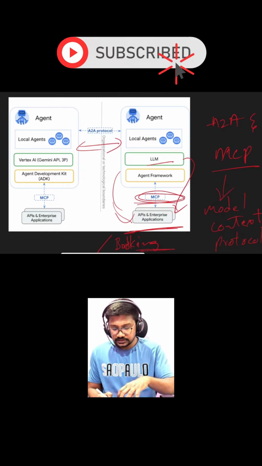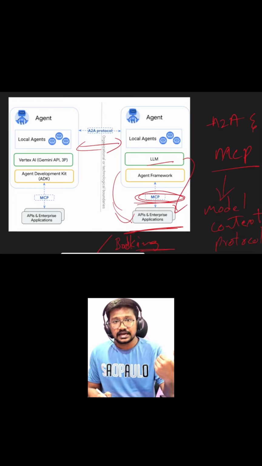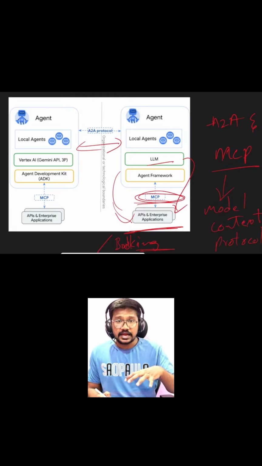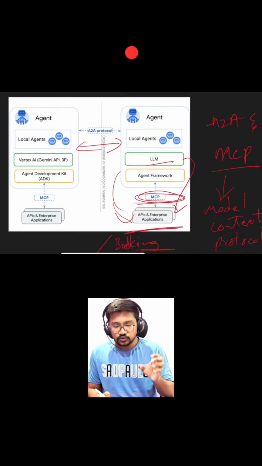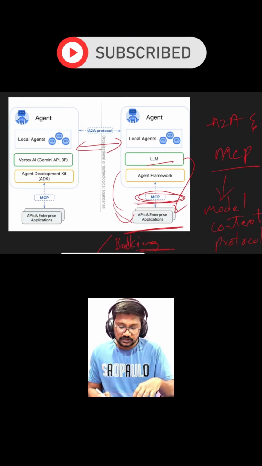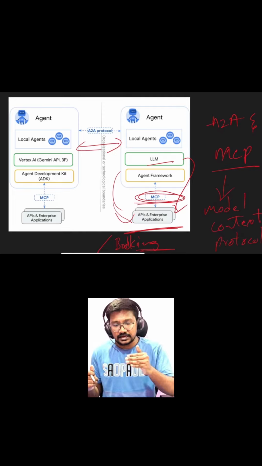MCP provides or exposes the APIs to the LLMs, so LLMs can interact with the APIs through this MCP, and users can interact with this LLM in simple natural language, which helps them to book some service. So that's the difference between MCP and A2A. A2A comes between the agents, MCP comes between the API and the LLM.